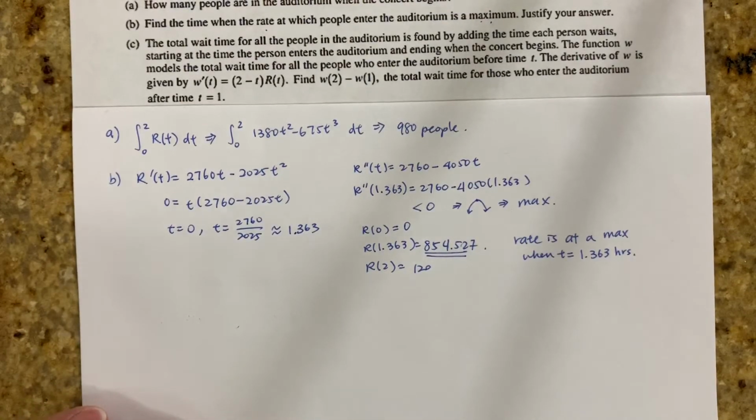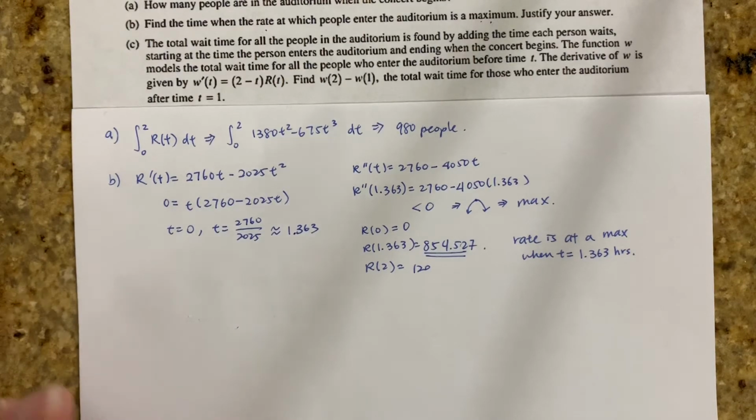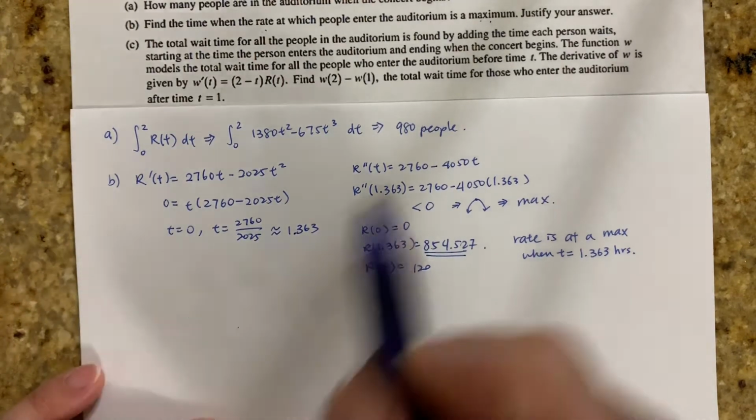In part C, it wants the total wait time for all people in the auditorium by adding each person's waiting time, starting at the time the person enters the auditorium, ending when the concert begins. The function W models the total wait time for all people who enter the auditorium before time t. The derivative W prime is given by W prime of t equals 2 minus t R of t. Find W of 2 minus W of 1, the total wait time for those who enter the auditorium after 1 hour. All right, so let's ignore this first.